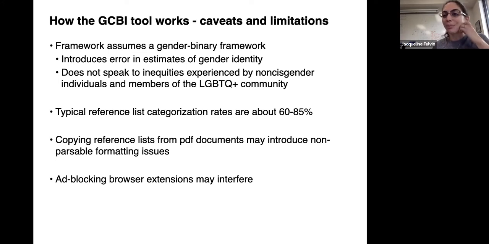We have found, and we warn our users of the tool, that ad blocking browser extensions can interfere and cause the tool to hang. So it's just, again, some of the clunkiness in dealing with the internet.